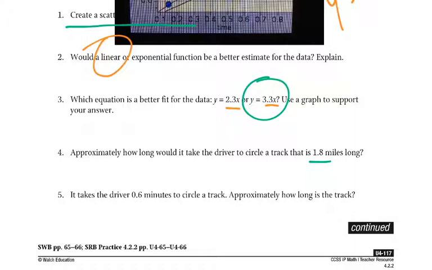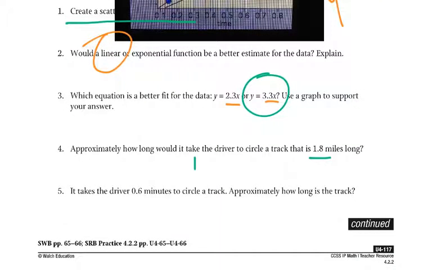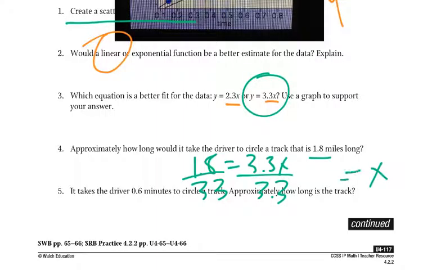So how long would it take someone to circle a track that is 1.8 miles long? Well, the length is our y variable, so I'd go 1.8 equals 3.3x. So we divide by 3.3, and x would equal, we get 0.545, so basically 0.55.